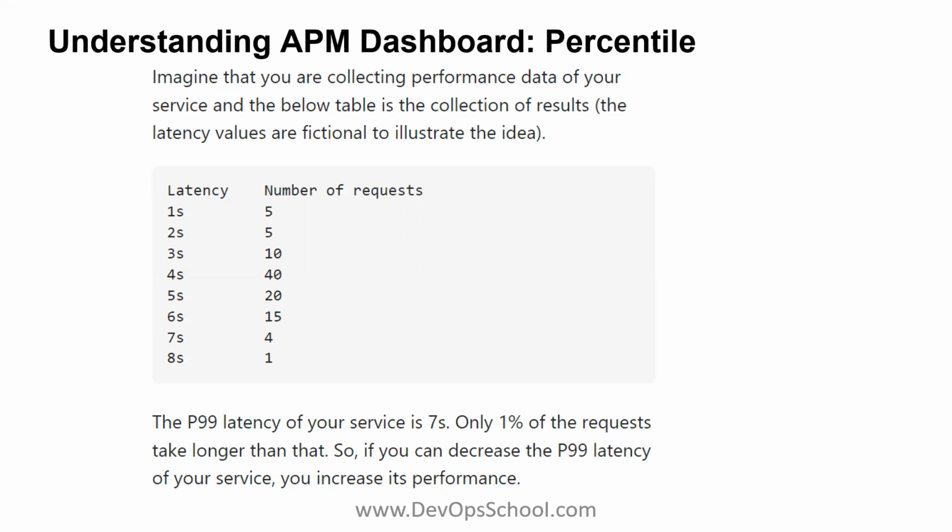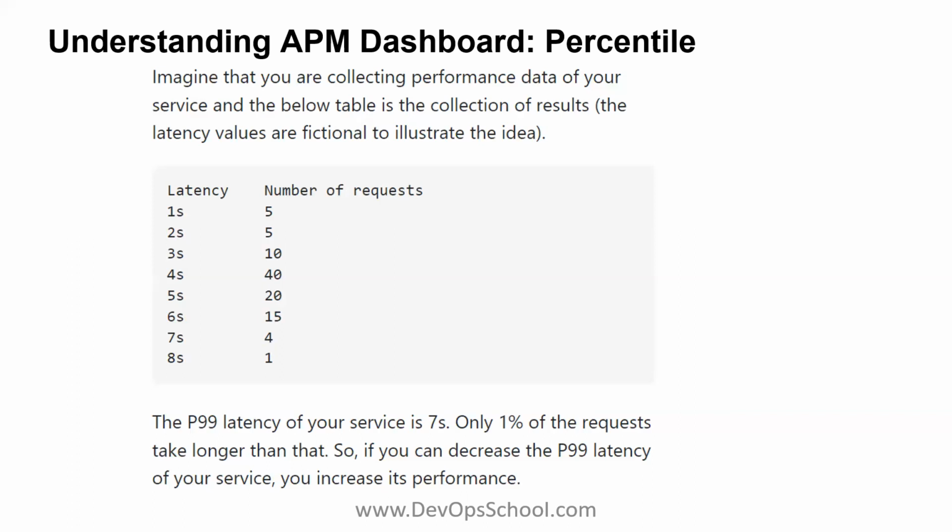Tell me P95. 6 seconds. Yes, you guys are getting it now. So this is the way percentile works. P95 means 6 seconds. That means 5% of the users are getting a response time of more than 6 seconds.